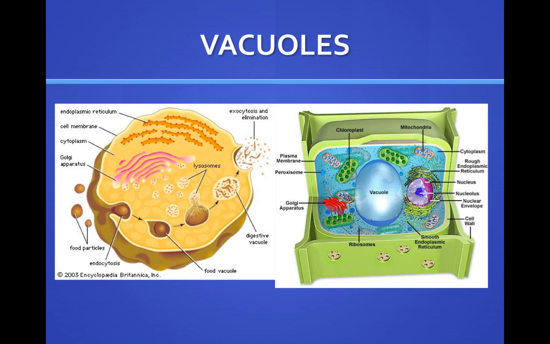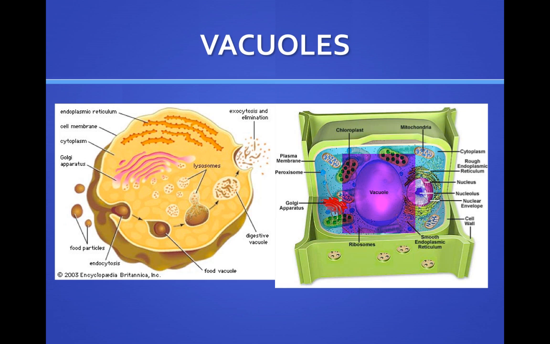Vacuoles are membrane-bound sacs. They are larger than vesicles. They come in different shapes and sizes and have a variety of functions. I already mentioned food vacuoles that work in conjunction with lysosomes. Plant cells have a large central vacuole that can serve as a large lysosome.